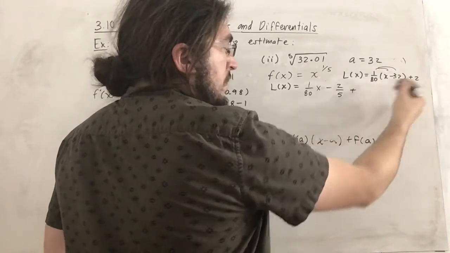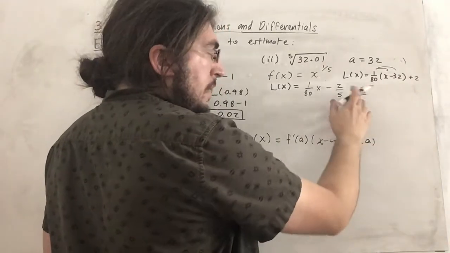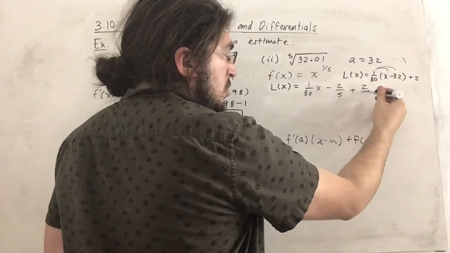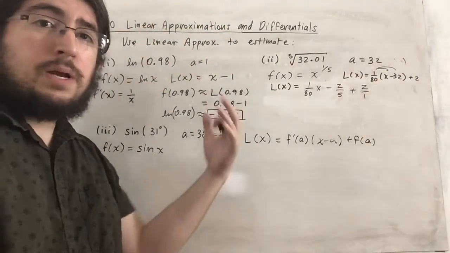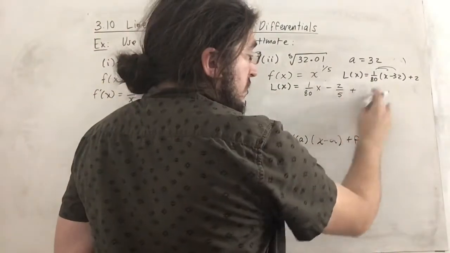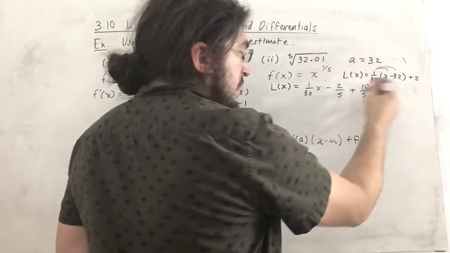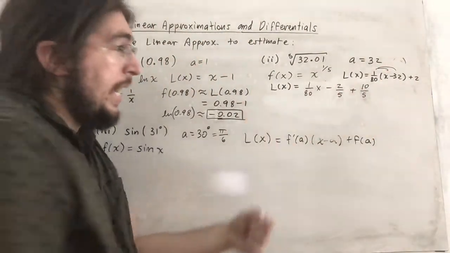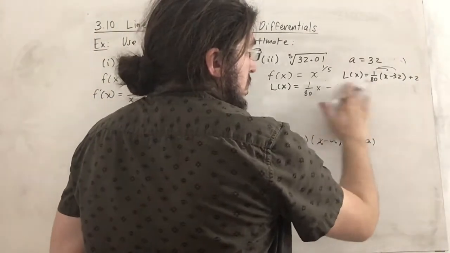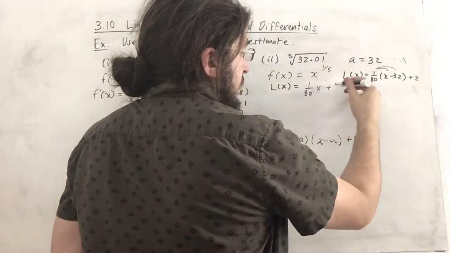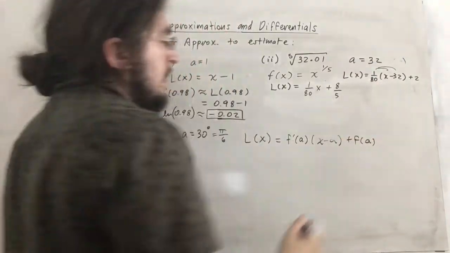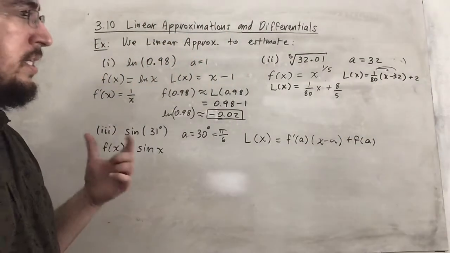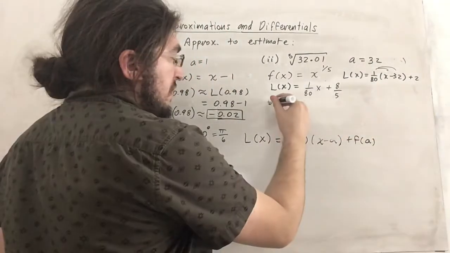Plus 2, so I'm going to write plus 2, but of course you get a common denominator. We can think of it as 2 over 1. And if we multiply top and bottom by 5, we just get 10 over 5, which makes sense because 10 divided by 5 is indeed 2. And notice when you combine these, you get 8 over 5 actually. So let's write that as a positive 8 over 5. Perfect.